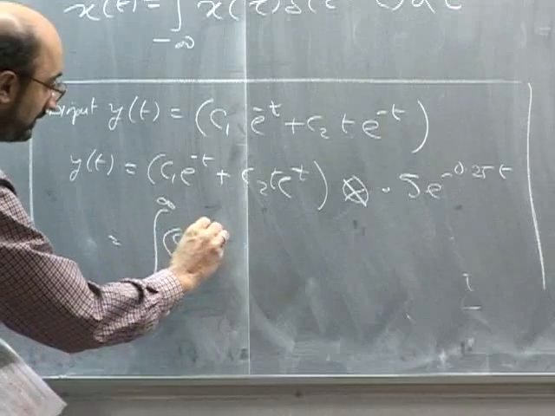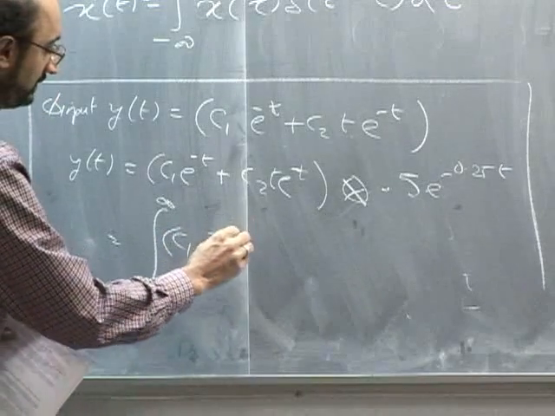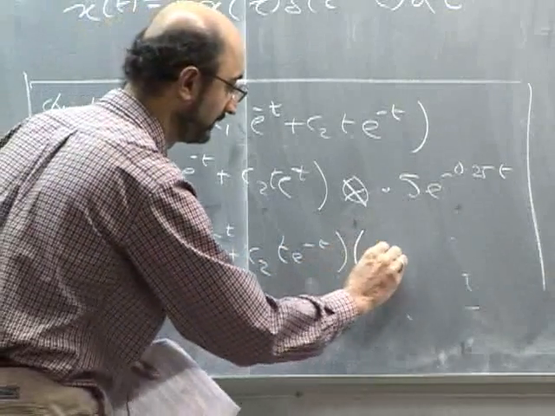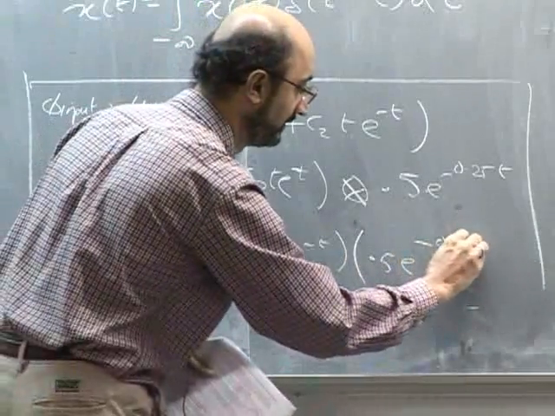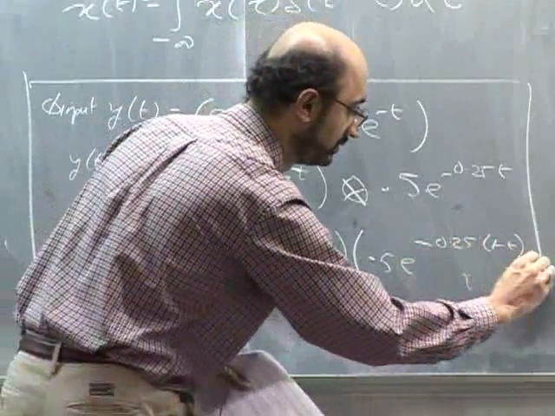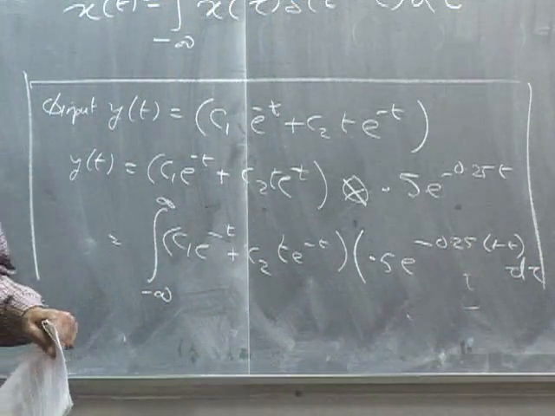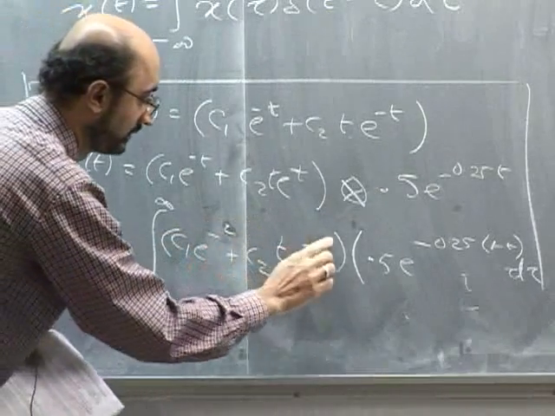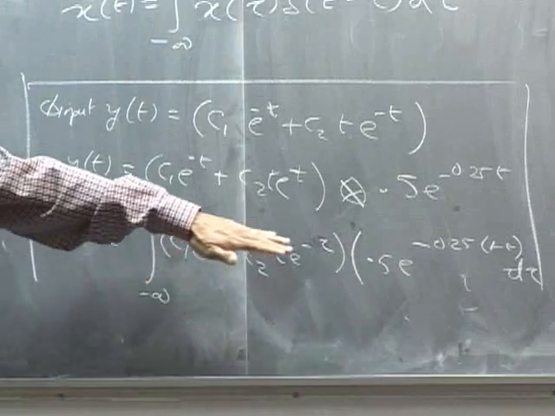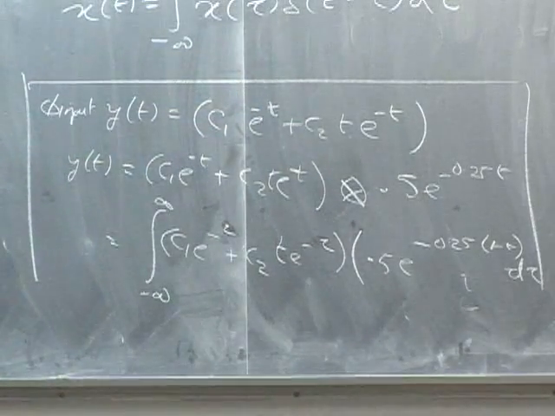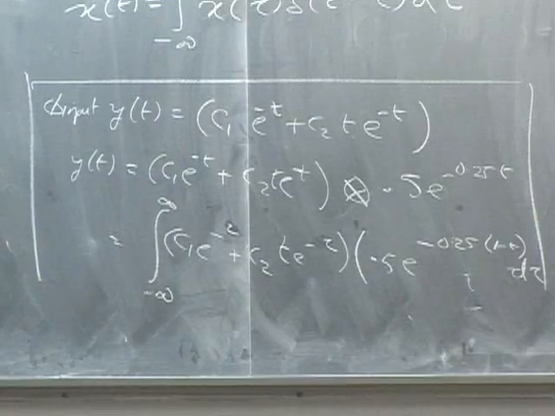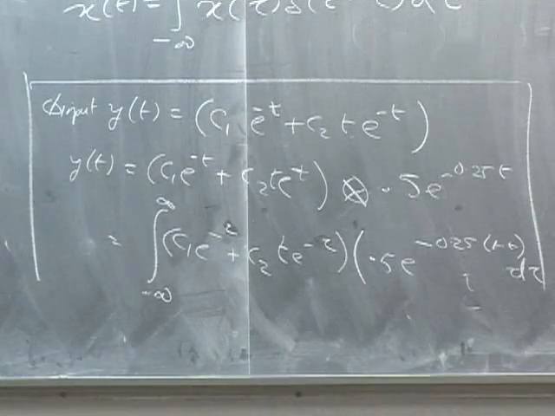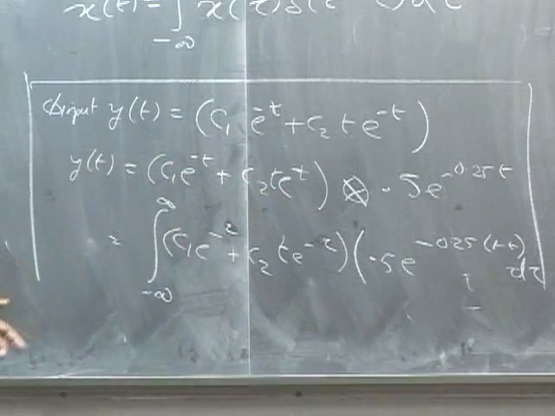This one would be C1 e to the minus t plus C2 t e to the minus t, times 0.5 e to the minus 0.25 (t minus tau) d tau. So basically writing it as x(tau) v(t minus tau), so sorry, if you want to write it in that form, this is x of tau, h of (t minus tau) d tau. Right? I could write it in this form. But why bother, right? This is easier to write over here, but it means the same thing.